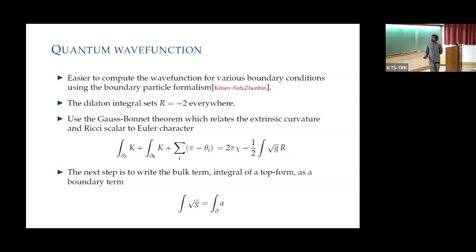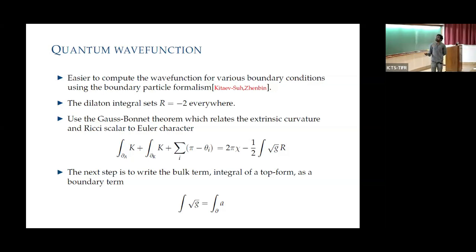So when we want to do the full quantum evaluation, suppose we start with the path integral, the dilaton integral sets R equal to -2 everywhere, and then we are left with the boundary term. Now we manipulate the boundary term as follows. We use the Gauss-Bonnet theorem, which relates the extrinsic curvature to the Ricci scalar and the Euler characteristic. So this is basically a rewriting of the Gauss-Bonnet theorem, where I have collected the extrinsic curvature and the corner terms on one side and expressed it in terms of the Euler characteristic and the integral over the bulk manifold of the Ricci scalar.